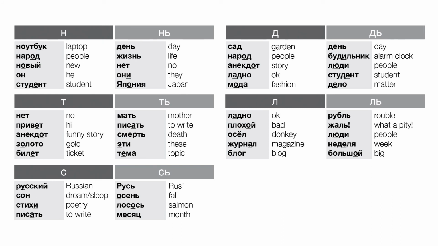Let's practice soft D. Eads, eads, eads. День, день. Okay, how do we know that's a soft D? Because it's followed by yeah, right? It's followed by one of these yeah, these soft vowel letters. Будильник, будильник. Люди, люди. Студент. Дело, дело.